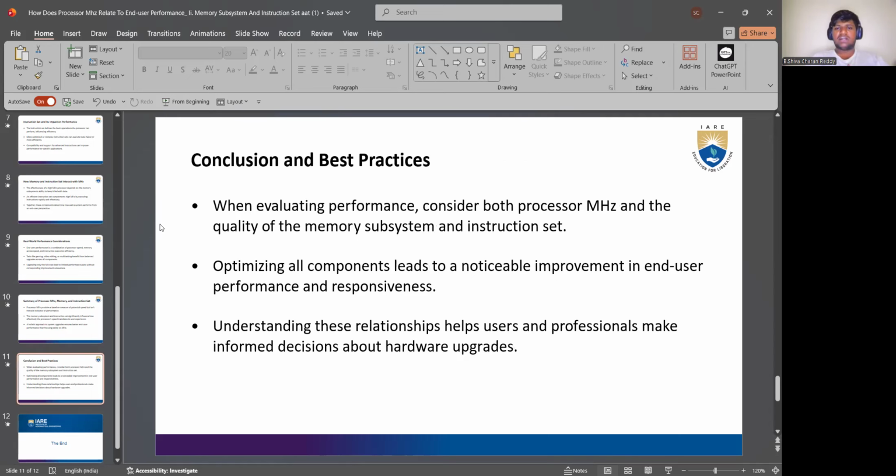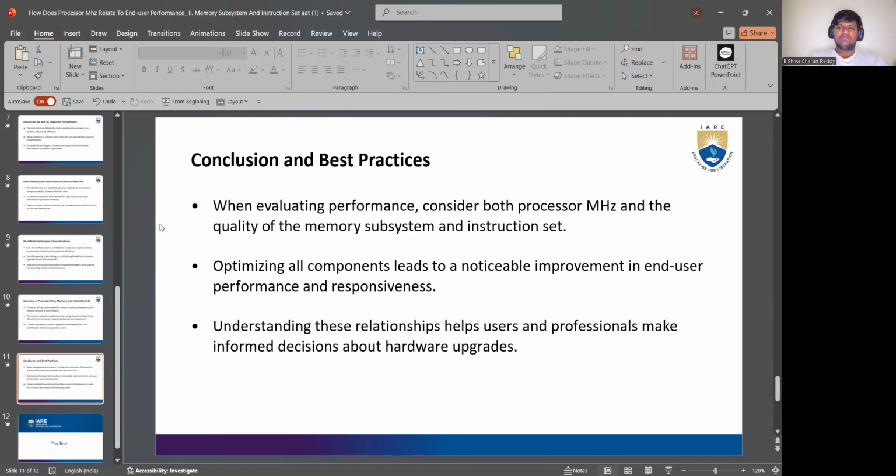Coming to conclusion and best practices. When evaluating performance, consider both processor megahertz and the quality of the memory subsystem and instruction set. Optimizing all components leads to noticeable improvement in end user performance and responsiveness. Understanding these relationships helps users and professionals make informed decisions about hardware upgrades.